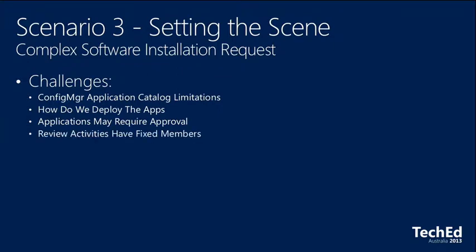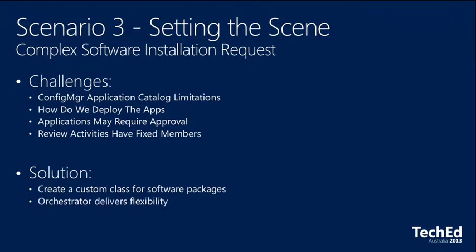And the review activities in Service Manager have fixed members, so you can build a list of reviewers, but anytime you want to change that, you need to go into the service request template, into the review activity, make that change. That can be time-consuming and painful, and it's not flexible, it's not dynamic. So our solution is we've built a published software custom class that's available in Service Manager. So this gives you a number of properties associated with that object specifically related to applications. And with that, we've also then got Orchestrator runbooks that are going to deliver you flexibility. So let me show you how it works.